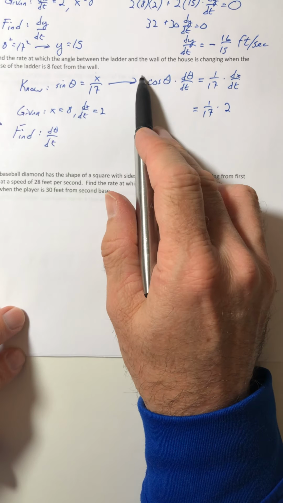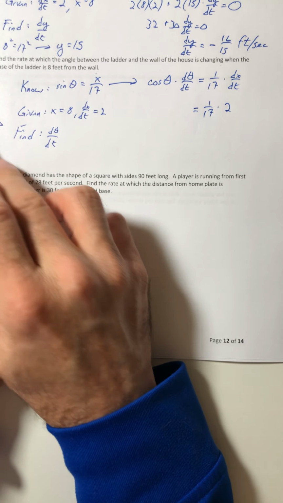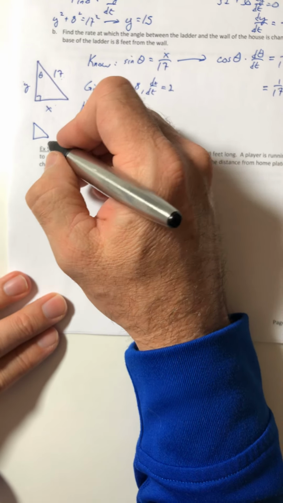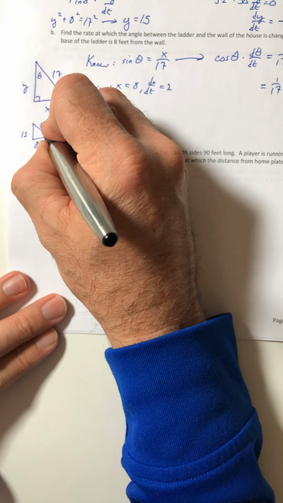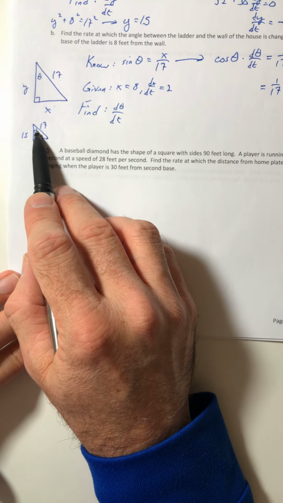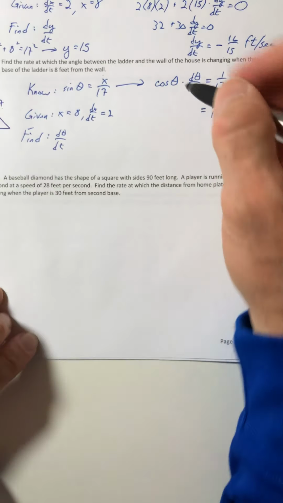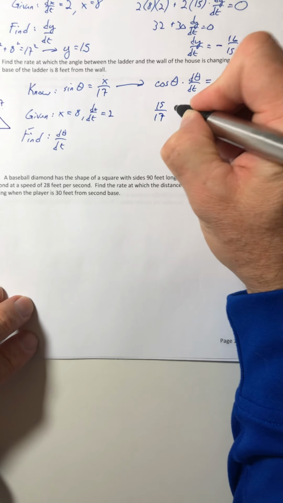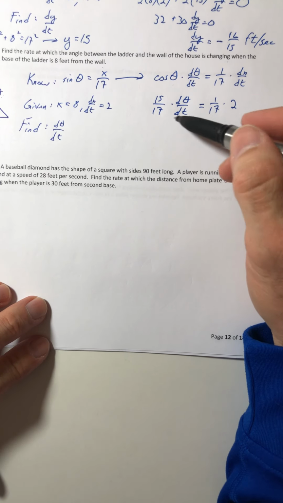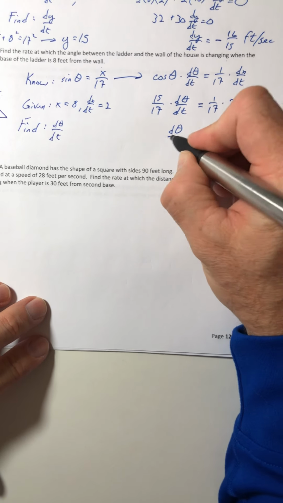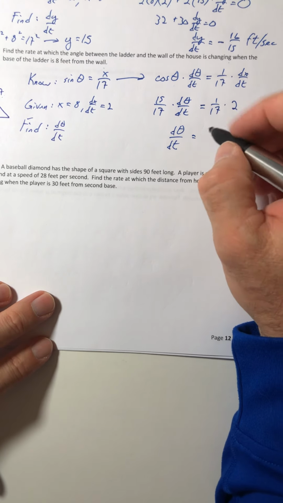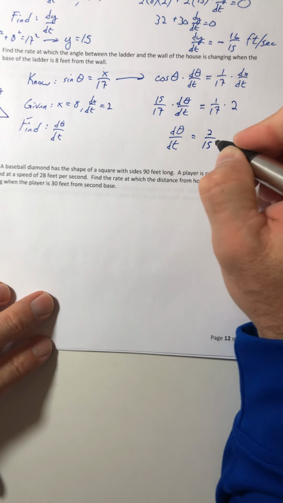Now the cosine of theta, I know all three sides when x is 8. So when x is equal to 8, the y was 15. So if I did cosine of this triangle using theta, cosine of theta would be 15/17. And then you can get the d theta/dt by itself. If you multiply by 17/15, you're left with 2/15 as the fraction.